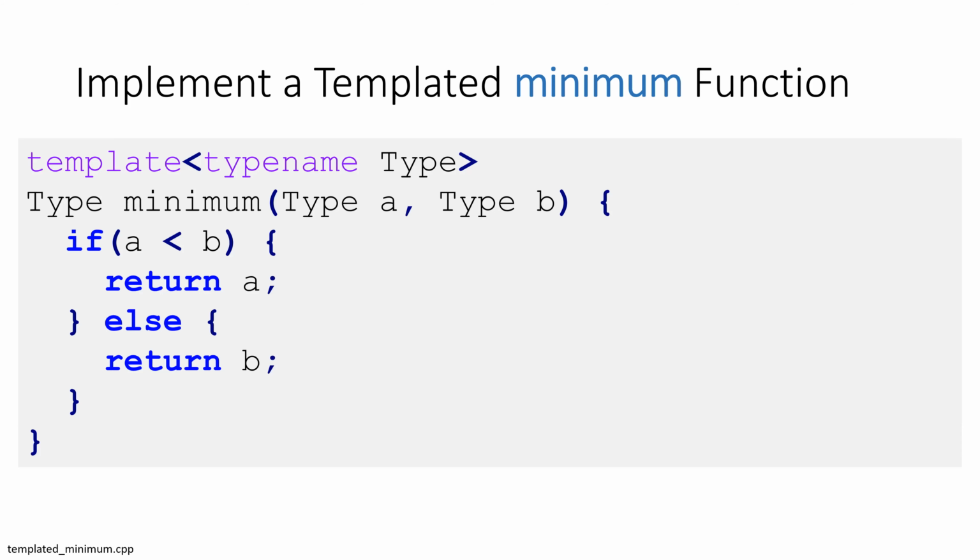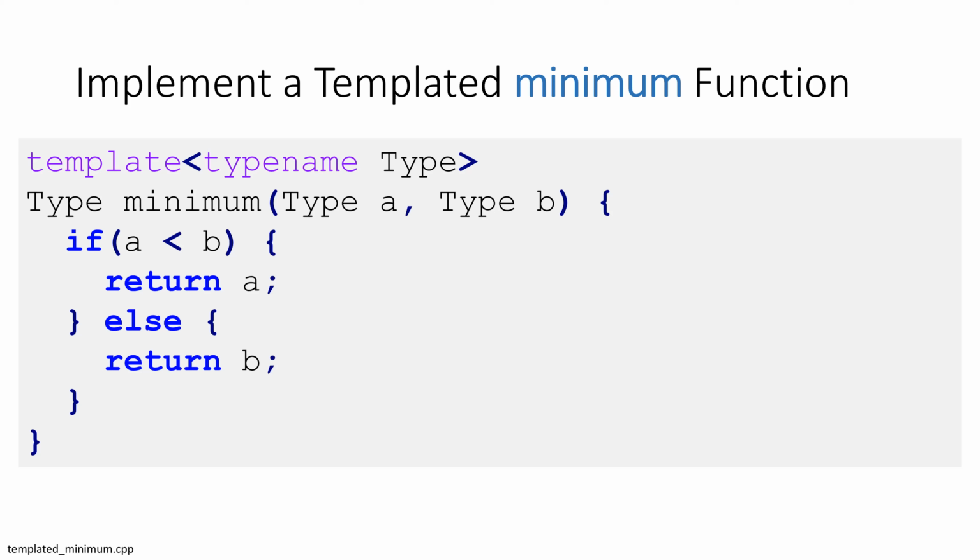What could I use this minimum with? Like what do I need to exist for a type or a class? Class is just another kind of type, in order for this template to work. Yeah, so that's the only operator I used. So as long as that exists, this will compile. If I use it with something that doesn't have operator less than, it won't compile.